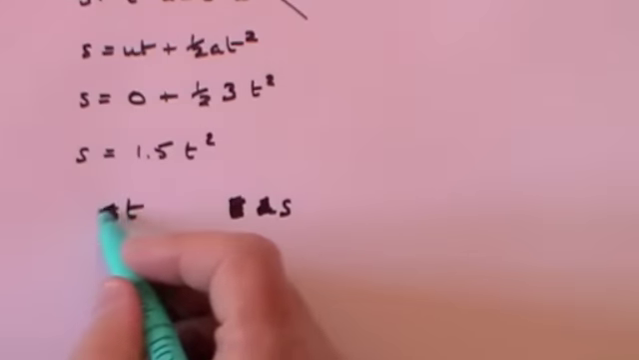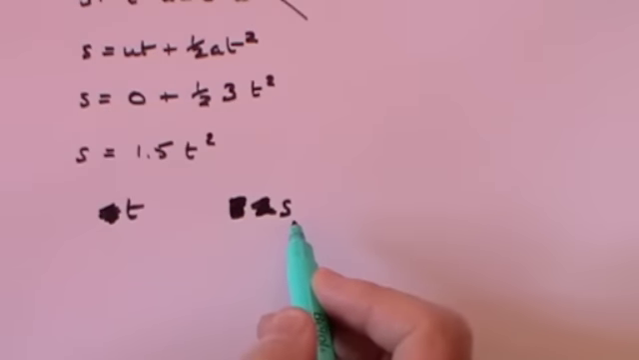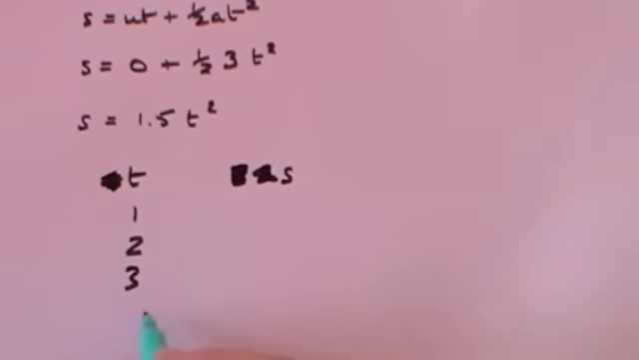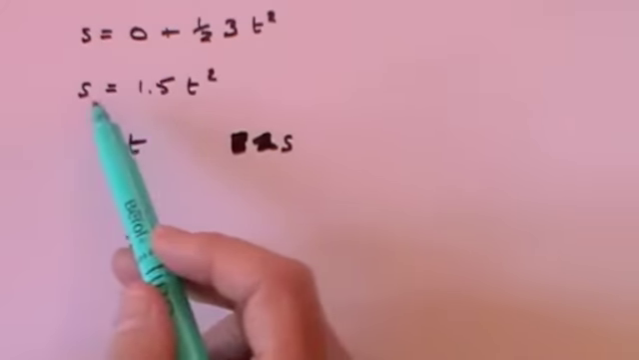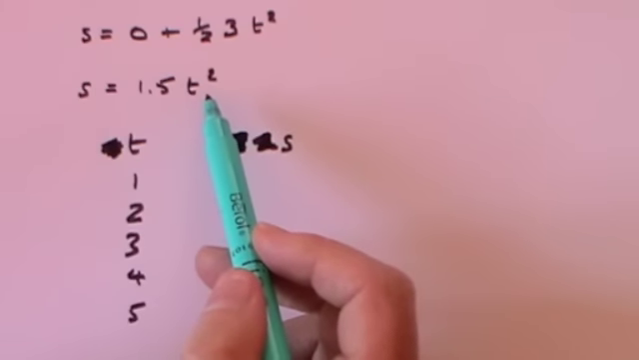Gosh, what a mess that is. This is time, this is distance. And what we've been asked in the question is, what is the distance travelled after each of 1, 2, 3, 4 and 5 seconds? And the formula is quite simple. The distance is 1.5 times the square of the time. So you take the time, you square it, you multiply it by 1.5.